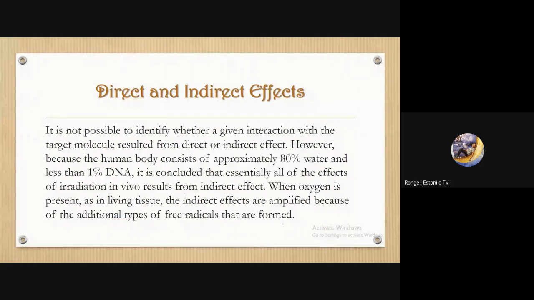So, it is not possible to identify whether a given interaction with the target molecule resulted from direct or indirect effect. However, because the human body consists of approximately 80% water and less than 1% DNA, it is concluded that essentially all of the effects of irradiation in vivo result from indirect effect of radiation. So when oxygen is present, take note that oxygen is a major cell sensitizer. As in living tissue, the indirect effects are amplified because of the additional types of free radicals that are formed.